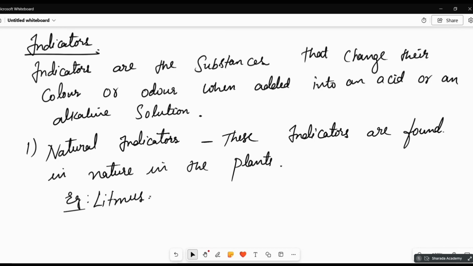And how do you get the litmus? We get the litmus liquid from the plant extract. They put it on the paper, maybe with some procedure. Then it becomes a litmus paper.